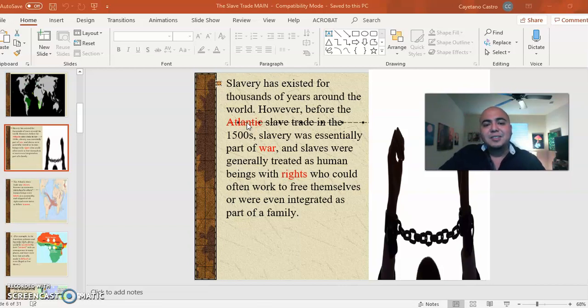However, before the Atlantic slave trade, Atlantic, that's the ocean between Europe and the Americas, in the 1500s, slavery was essentially part of war. That means slavery is simply if you were captured by the enemy, it's very common that you'll become a slave for the other country. And slaves were generally treated as human beings with some rights, who could often work to free themselves or were even integrated as part of the family. So back then it was like, oh, you're captured, okay. But don't worry, there's a chance you can get out, you can get your freedom, see your family one day. Okay, that was the system that was developed first.